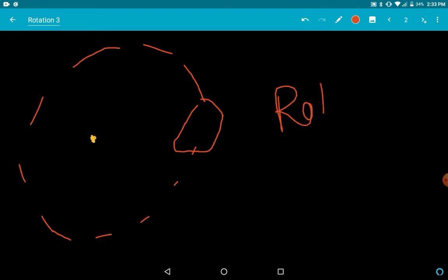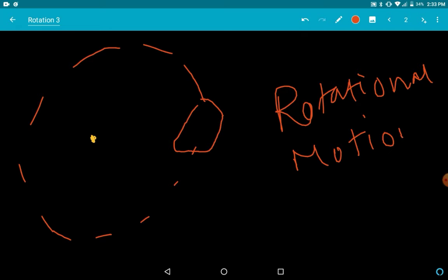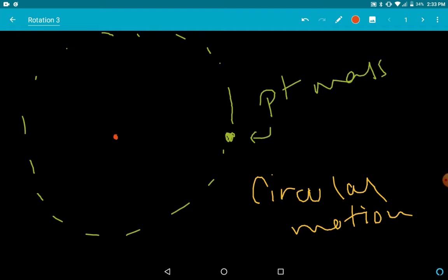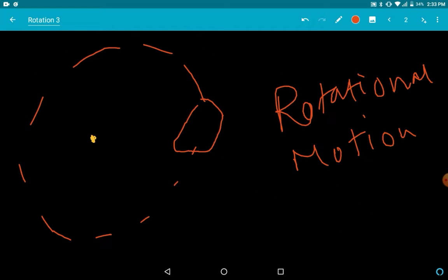But now if I say here is one center and a rigid body is rotating around this, such a motion is called rotational motion, which we have discussed in detail earlier. Not going to discuss this a lot. Rotational motion. For a rigid body it's always rotational motion, but for a point mass it is always circular motion.